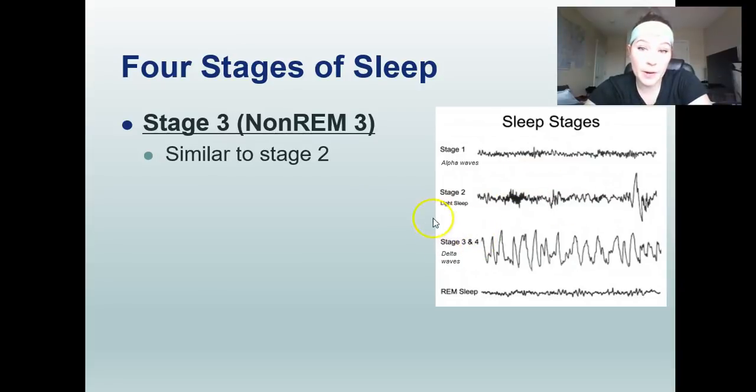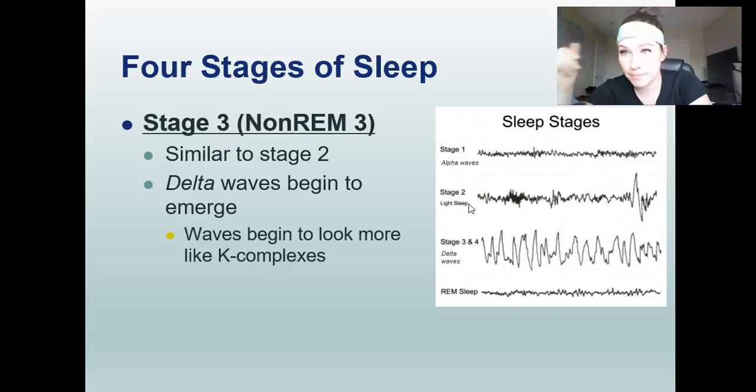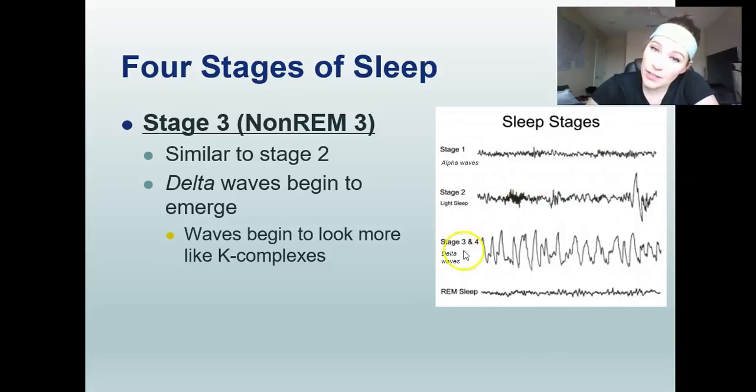So stage 3 is similar to stage 2, except it's got a whole bunch more delta, K complexes. Okay, so stage 2 and stage 3 look really similar, but we categorize stage 3 as deep sleep because of the much more common instances of the K complexes, which if you notice here, K complexes look very similar to each of the peaks in your delta waves. Okay, so it's kind of a hybrid between 2 and 4, but we're going to lump it in with 4 for now.